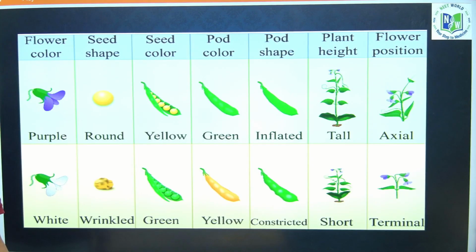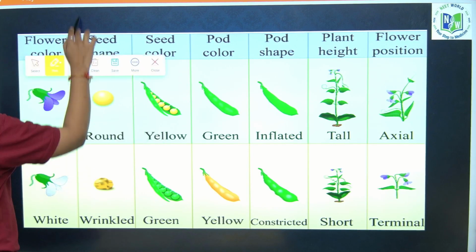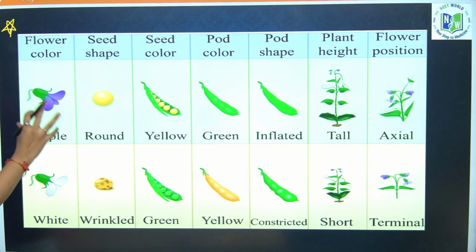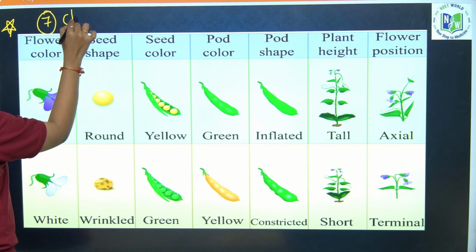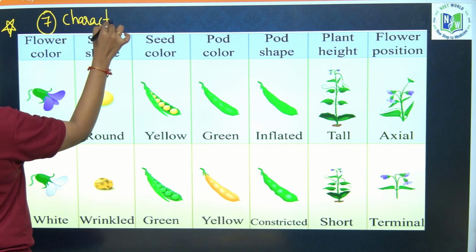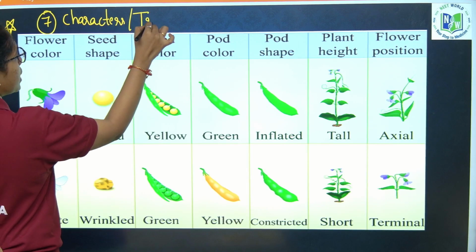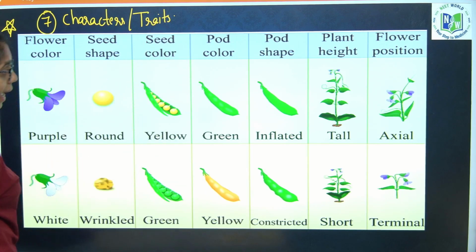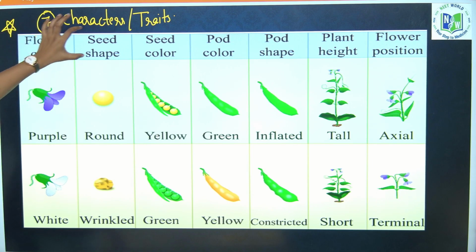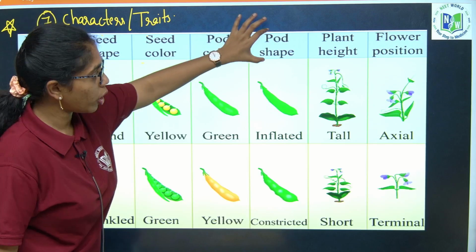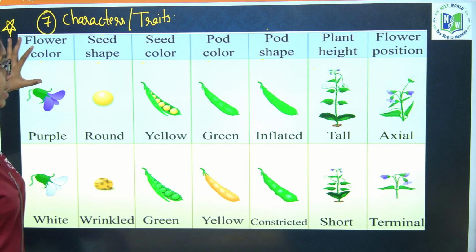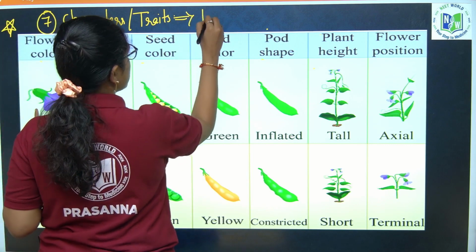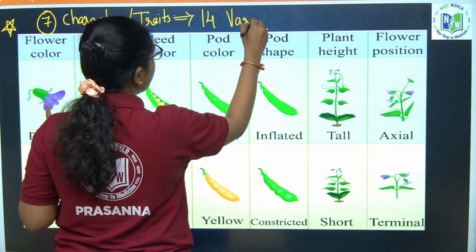A very important chart, students, you can take a screenshot of it or just fix it in your mind. 7 characters or traits are seen. What are those 7 characters and traits? Flower color, seed shape, seed color, pod shape, plant height and flower position. These are 7 characters or traits which have 14 variants. How many variants? 14 variants.